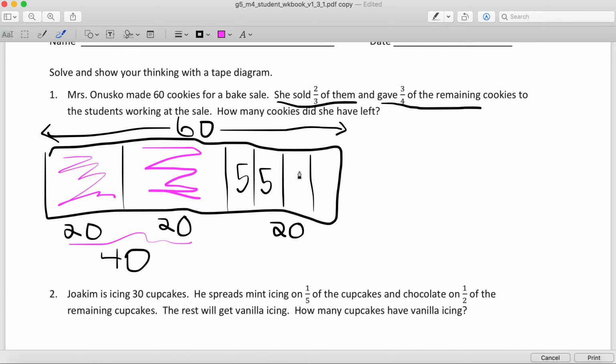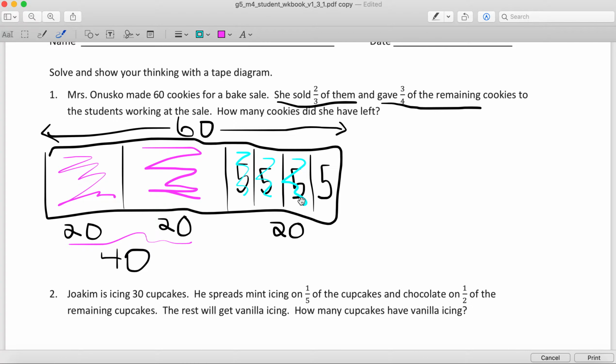There are 5 cookies in each group. How many did she give away? 3 out of the 4 equal groups. So she gave away 1, 2, 3. Well, then the question says, how many cookies did she have left? And I hope that you see that there are 5 cookies left. Okay, we're going to go on to our next problem.